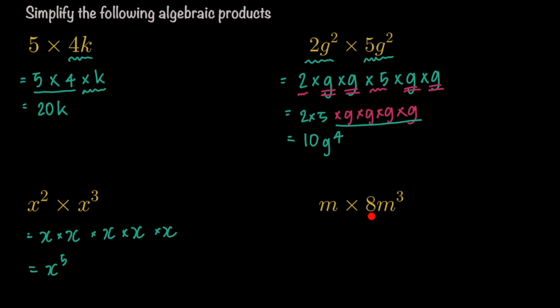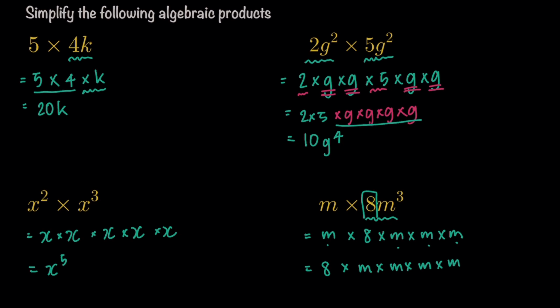M times 8m cubed. So I'm going to start by writing m times, and 8m cubed means 8 times m times m times m. The only coefficient here is 8, so I'm going to write 8 first. And there are 1, 2, 3, 4 m's. So I can write m times m times m times m. And then simplify: 8 m to the power of 4, because there are 4 m's being timesed.